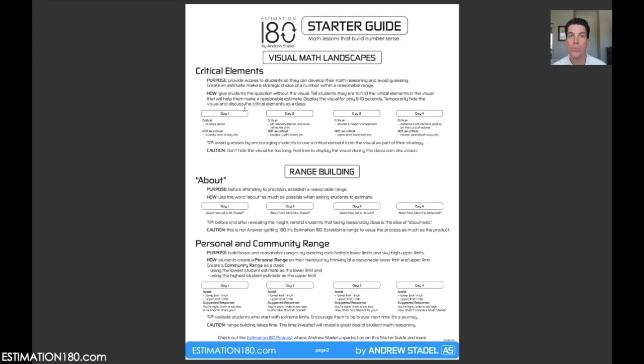So how can you use the thinking of range building in your classroom? So read through that starter guide. I encourage you. There's a lot of little fun tips in there. I also have a podcast episode or two that talks about this teacher guide. So check out the podcast section.